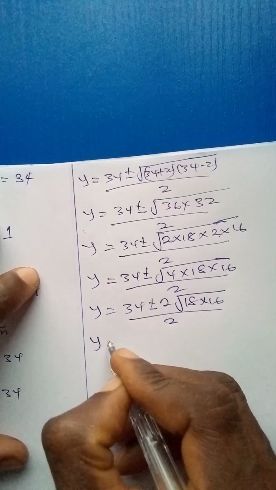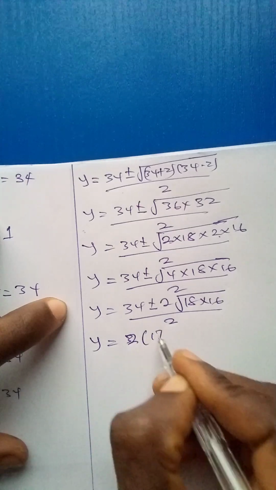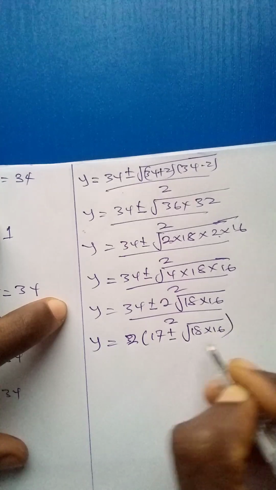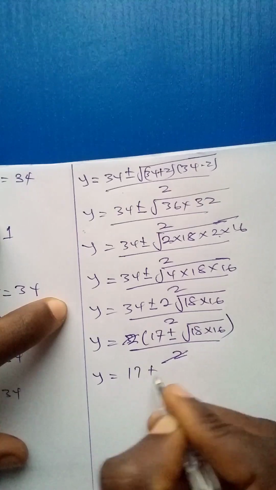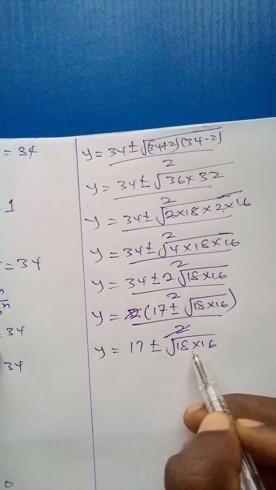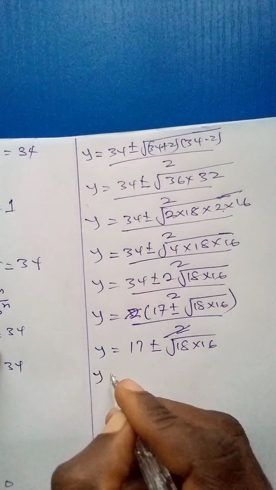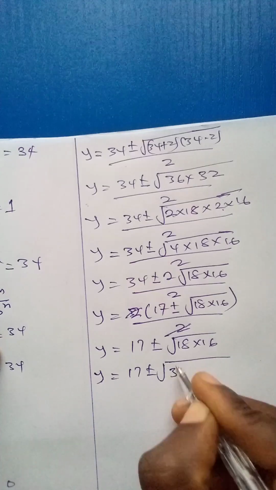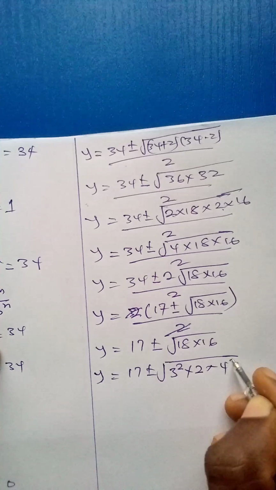Then simplifying further, 34 is 17 times 2, so I'm factorizing 2 out, plus or minus 2 times the square root of 18 times 16, where the 2s will cancel. So I have y equals 17 plus or minus the square root of 18 times 16. 18 is 9 times 2, and 9 is 3 squared. 16 is 4 squared. So I have y equals 17 plus or minus the square root of 3² times 2 times 4².